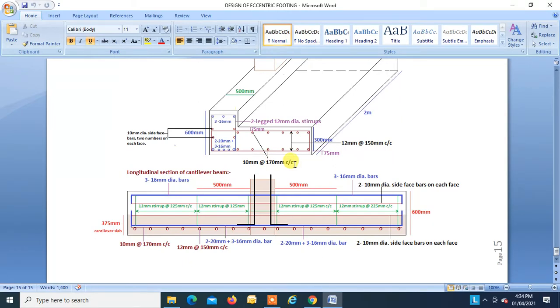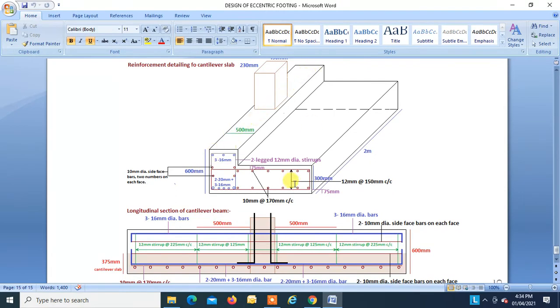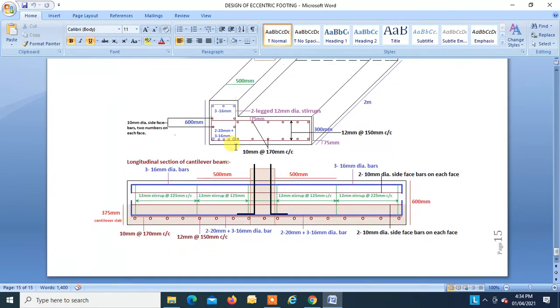Over here is the longitudinal section. I have taken a section in this direction. So over here also, this main steel are these dots, that is 12 mm about 150 mm. And these dots over here are the longitudinal steel shown over here, that is 10 mm about 170 mm center to center. So this is how I have displayed the steel required for the footing in these two figures.